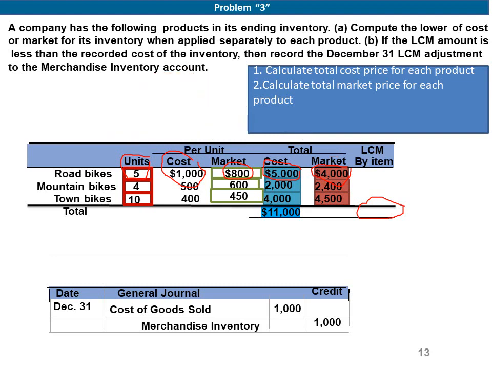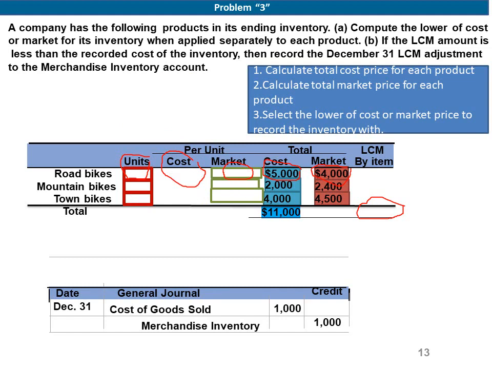For the second product, we have 4 units, and this time we're going to multiply it by the market price. So we're going to get 2,400. And for the third product, we have 10 units. Their market price is 450. So we will get 4,500. Now we need to know the total market price, which will equal the total of 4,000 and 2,400 and 4,500, which should equal 10,000.